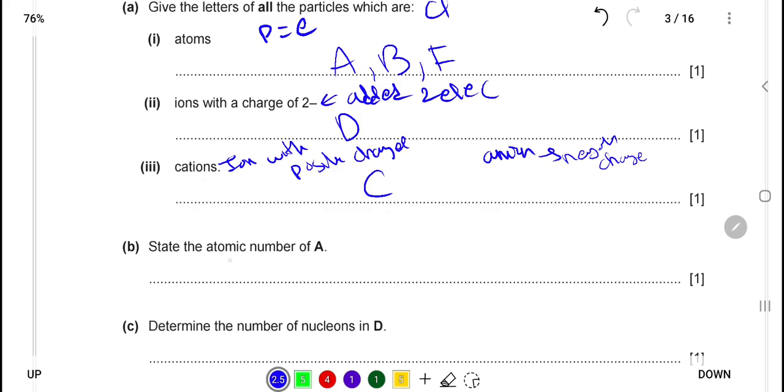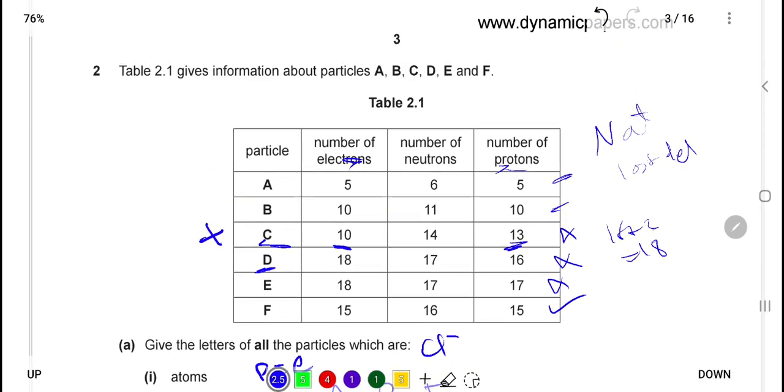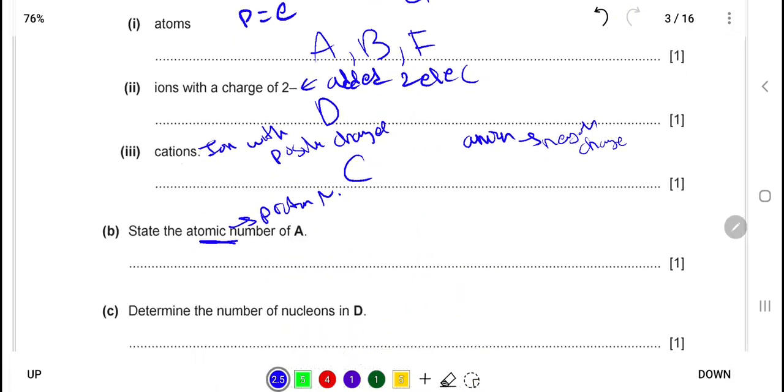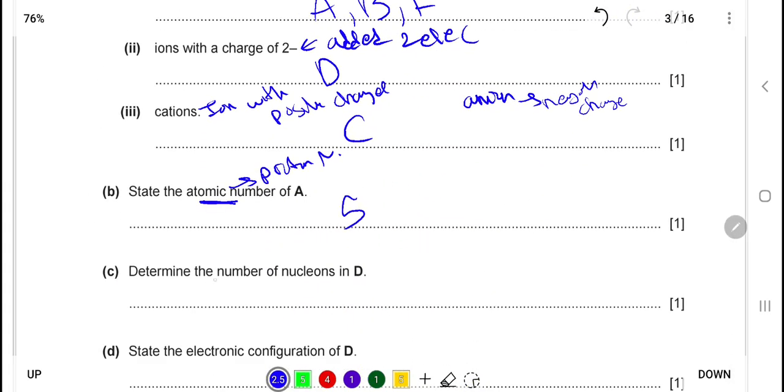And now state the atomic number of A. Atomic number is the proton number of A. It is an easy 1 mark question. It's 5.